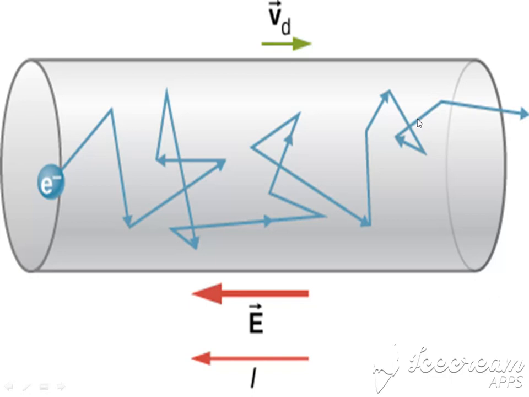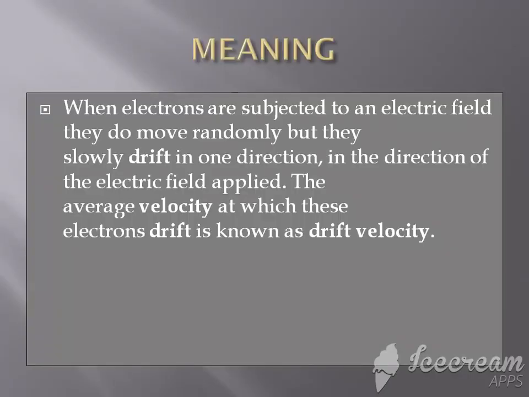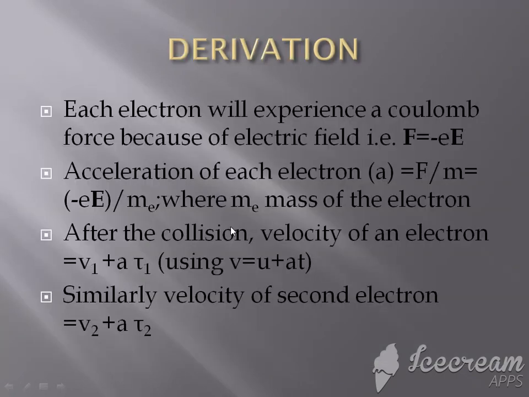So they actually don't move, they drift. We say the word drift. They drift from one end towards the other end. The velocity with which they are moving is known as drift velocity. This is the meaning. When electrons are subject to an electric field, they do move randomly, but they slowly drift in one direction. The average velocity at which these electrons drift is known as drift velocity. This is the definition. Now how do we find an expression for it?